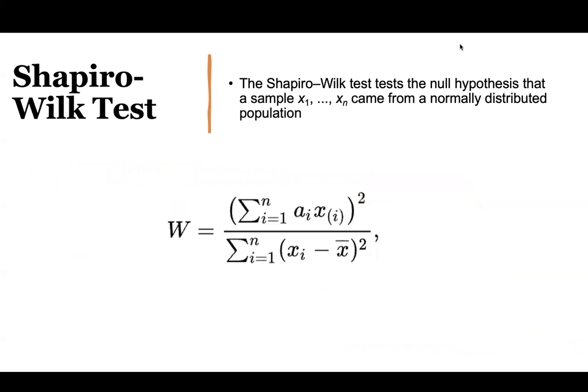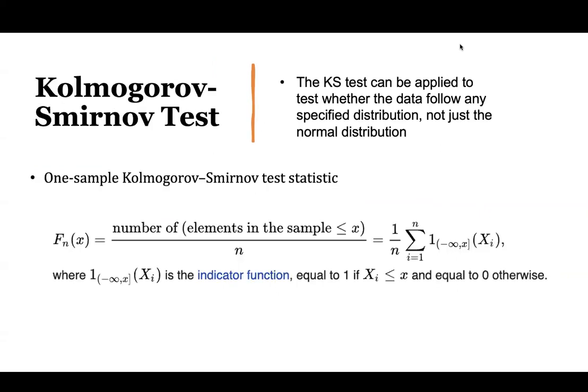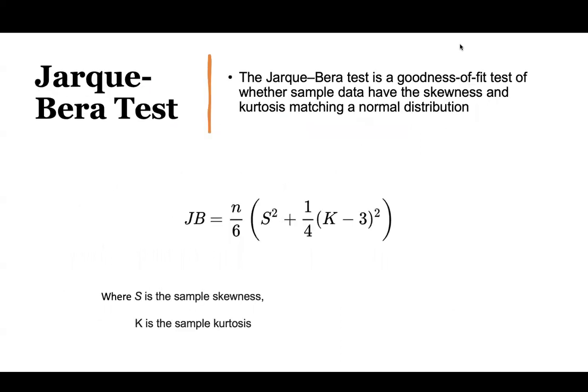The Shapiro-Wilk test is testing the null hypothesis that a sample came from a normally distributed population. The D'Agostino-Pearson test is based on transformations of the sample kurtosis and skewness. Both Shapiro-Wilk and the D'Agostino-Pearson tests are specifically designed to detect departures from normality. The KS test can be applied to test whether the data follow any specified distribution, not just the normal distribution. The Jarque-Bera test is testing whether sample data have the skewness and the kurtosis matching a normal distribution.